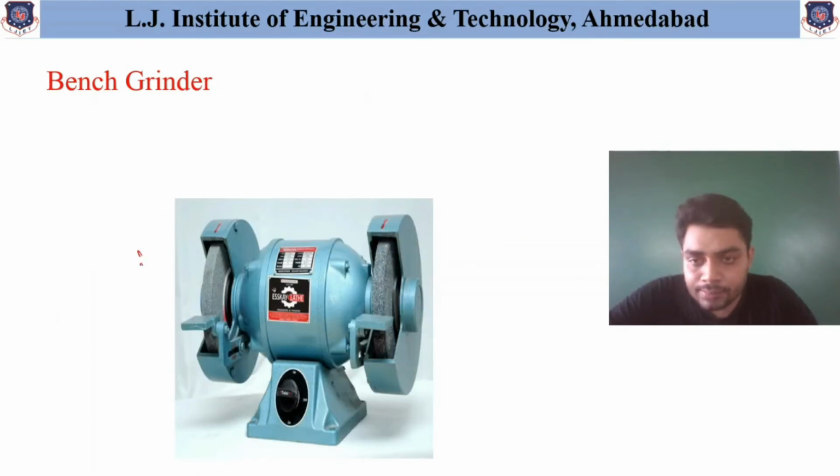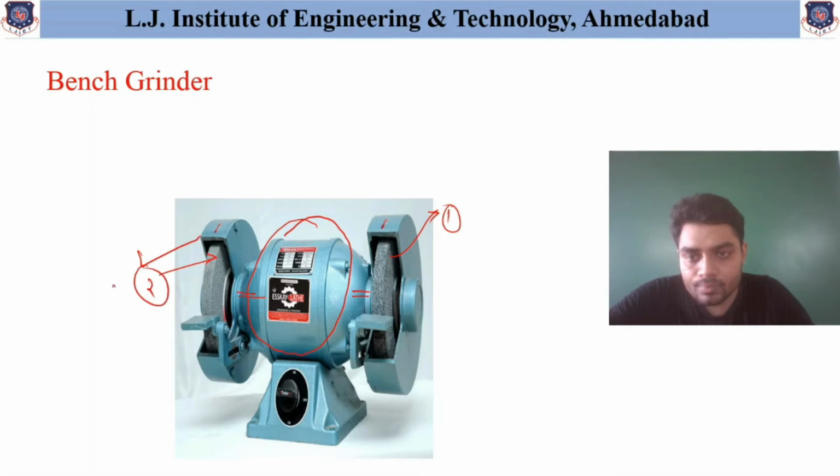Now this bench grinder machine many of you have seen in normal industries, and as you can see, this central portion consists of the motor, and the shaft of this motor is connected to the grinding wheel shown over here. This is the first grinding wheel and this is the second grinding wheel, and these grinding wheels are used particularly for roughing operations for any instrument, workpiece or component that is required.